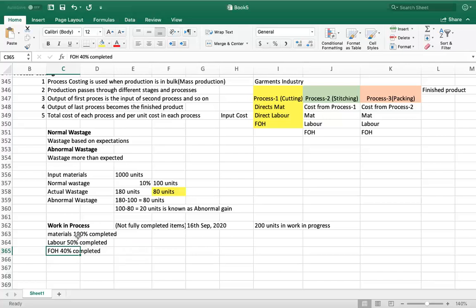This stage of completion will be given in the examination. If it is closing stock, it means you will take the remaining amount next day. For example, material 100% completed today, so tomorrow you will take the remaining. Remaining is how much? 100 minus 100 is equal to 0. So material you will apply 0 tomorrow. How much labor tomorrow? 50% remaining. Factory overhead remaining? 60%. Like this. Clear this concept?